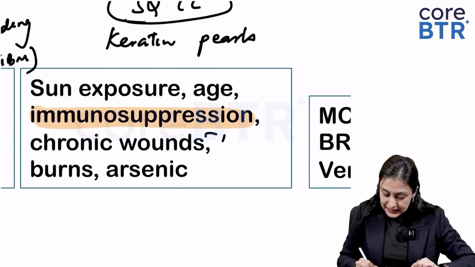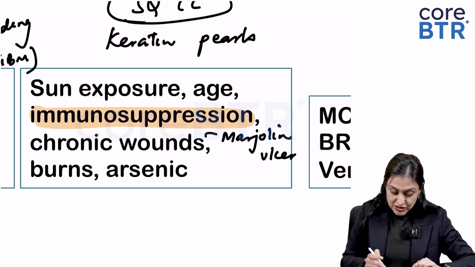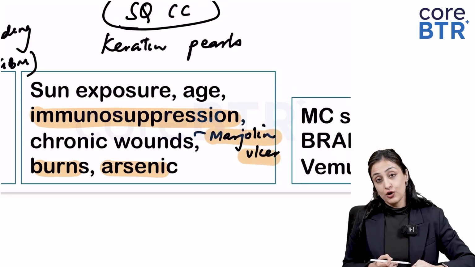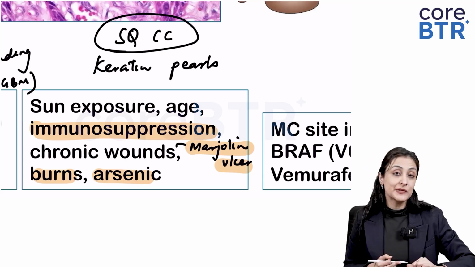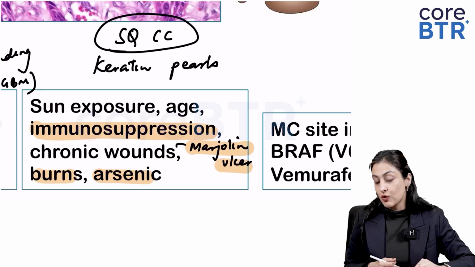What do we call that? We call it Marjolin's ulcer. It could be secondary to burns, could be secondary to arsenic exposure. All right, so these are the risk factors, seem a little important. So any chronic wound becoming a cancer, think of squamous cell.